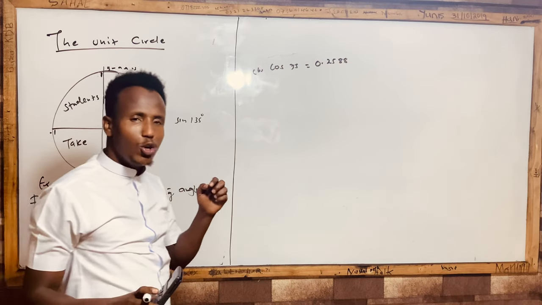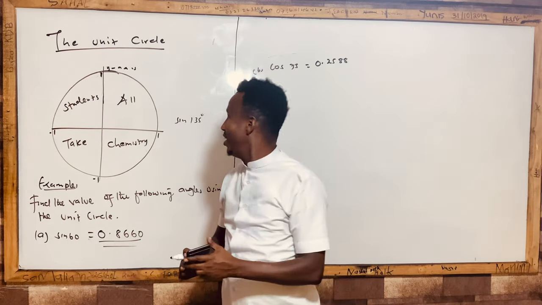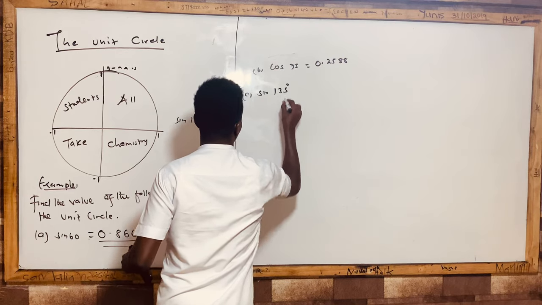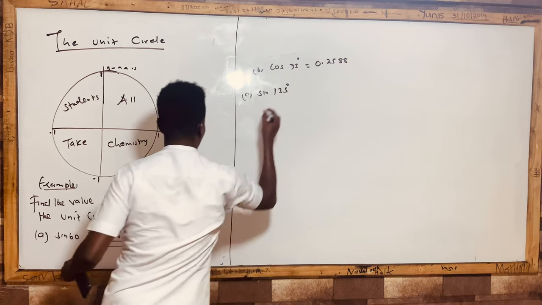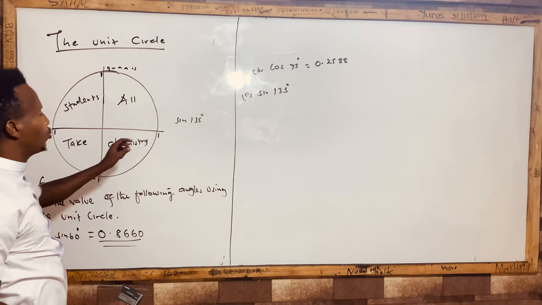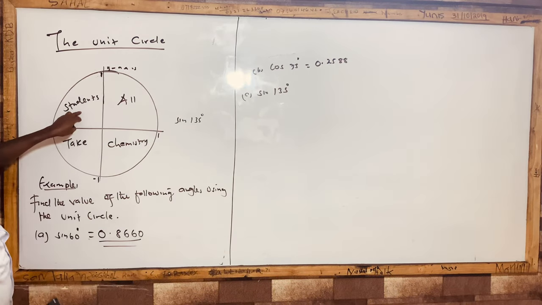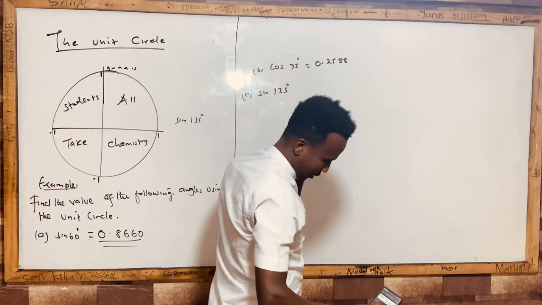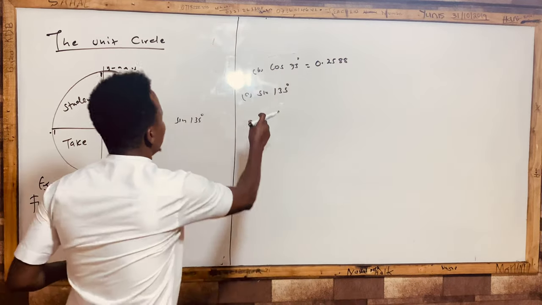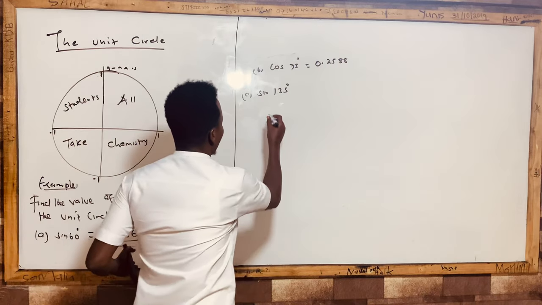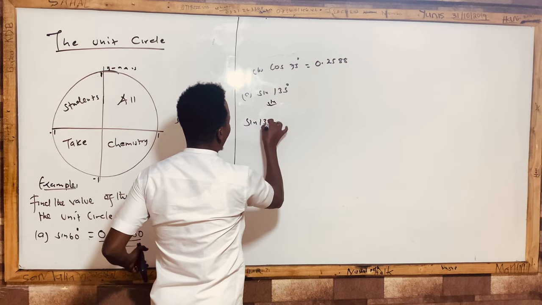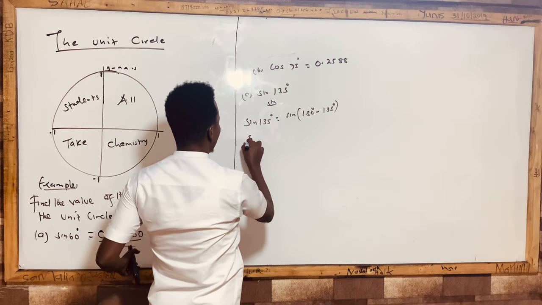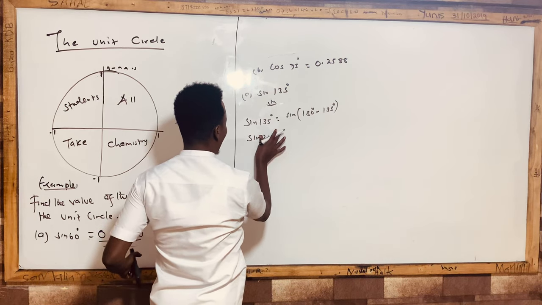But the question here is, what are you going to do when the angle is greater than 90 degrees? What about this one? Sine 135. Sine 135 falls in the second quadrant. It's 90 plus 45. To get the value of this angle, we subtract it from 180. So sine 135 degrees is equal to sine of (180 degrees less 45 degrees).